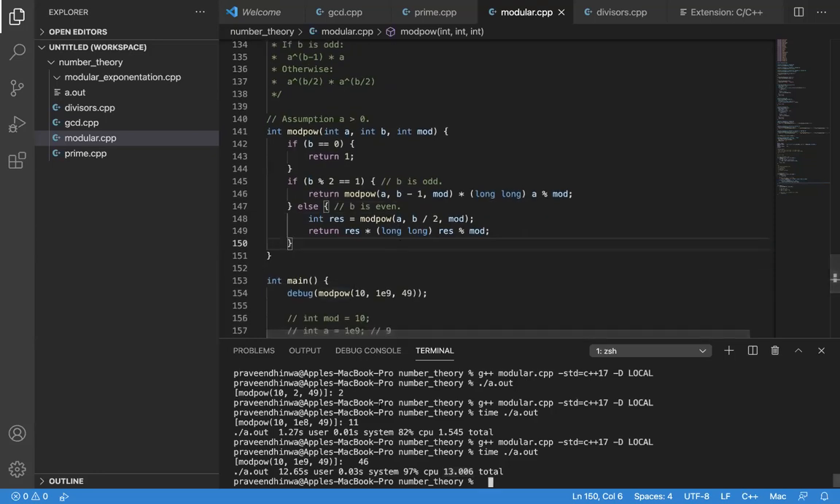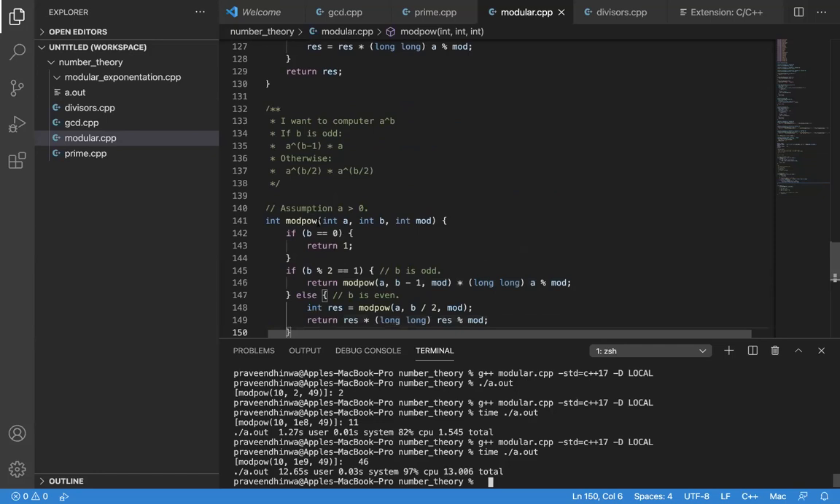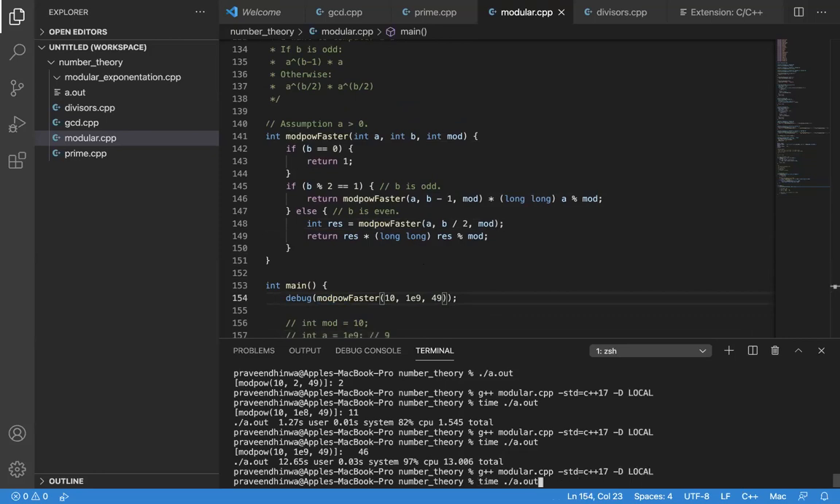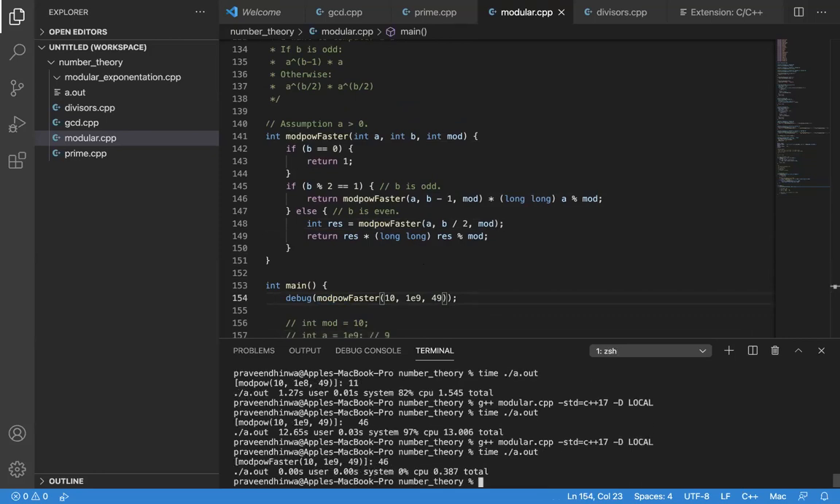So let's try running this program, the new mod pow. Let's call it mod pow faster. Let's call mod pow faster and see how much time it takes. So the answer in both the cases is 46. This one took really less time.